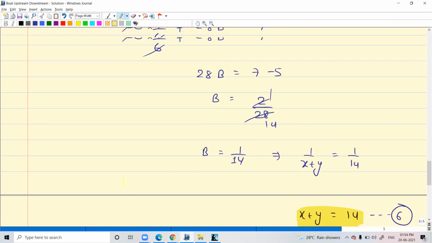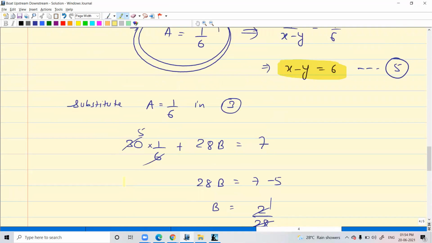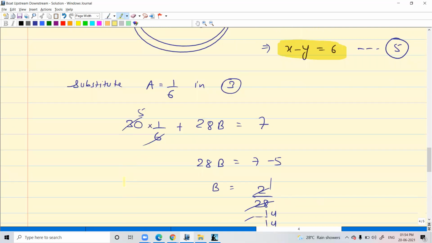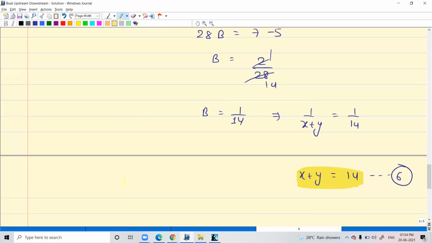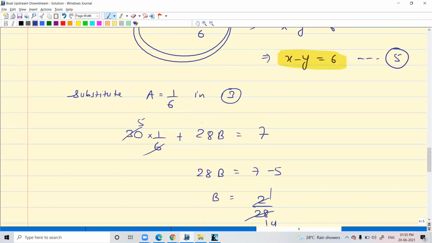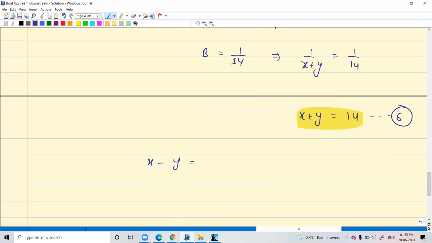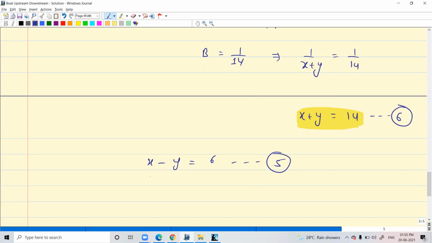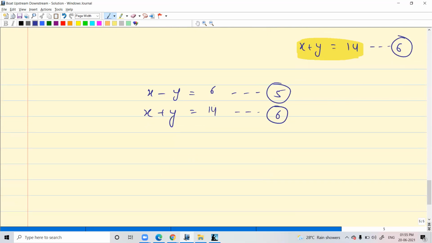How do we do it? Eliminating y is very easy. If I just add equation 5 and 6, minus y and plus y will become 0, right? So just add equation 5 and 6. To make sure that you see it easily, let me write that x minus y is equal to 6. This is our fifth equation. And x plus y is equal to 14. That is our sixth equation. So this is what we are solving now.